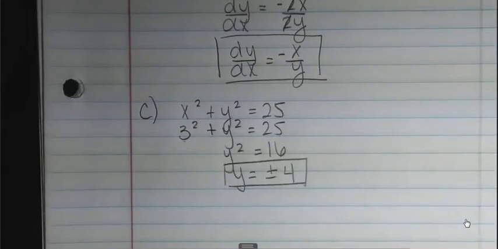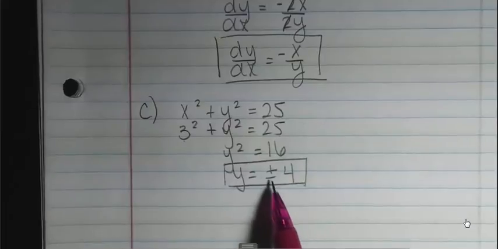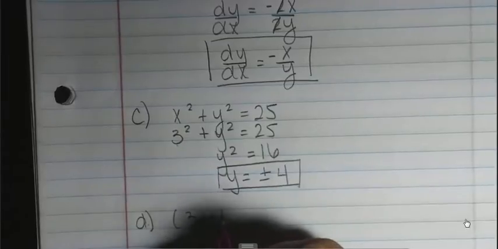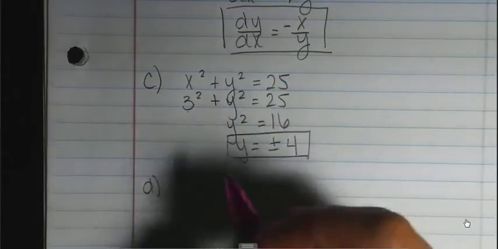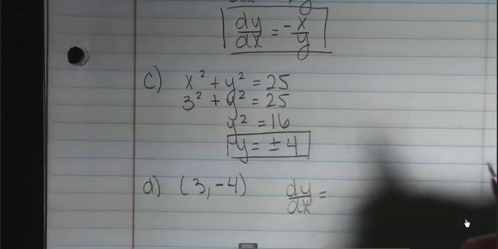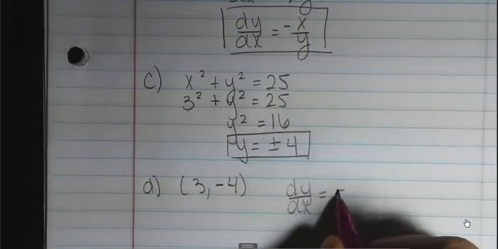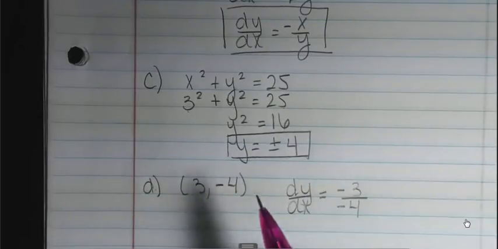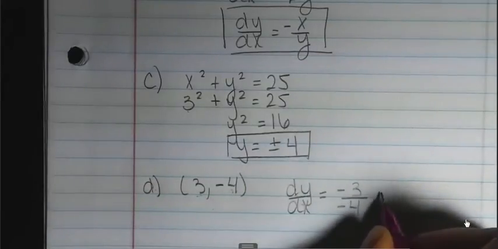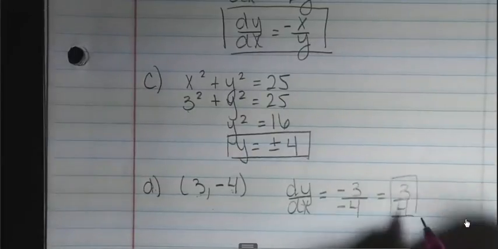On D, it asks you to draw a line with slope dy/dx through the point found in part C with the lower value of y. The lower value of y is going to be the negative 4. So for D, we're actually going to use the point (3, -4). At this point, dy/dx, or the slope of the tangent line, is going to be negative 3 over negative 4. All I've done is plug these points into my derivative. In other words, 3/4. So that's my slope.